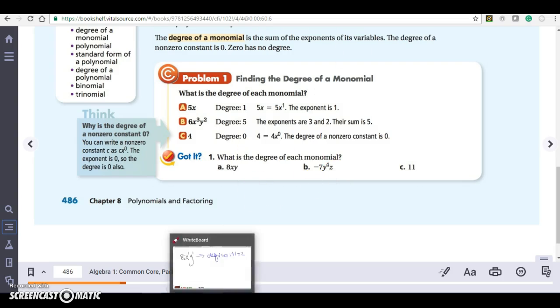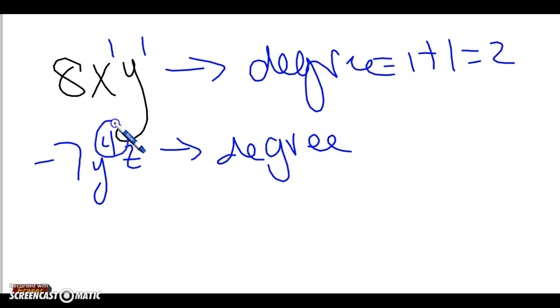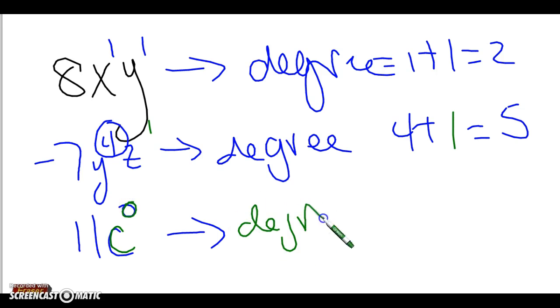Now we have -7 y to the 4th z. So my degree, I have 4 here, plus there's an invisible 1 here, which gives me a degree of 5. And last but not least, I have 11. So there is some variable, we don't know, it can be any variable we choose in the world. I'm going to choose C for Kate's. And so C to the 0 power, which is invisible, I should have done it in a different color, sorry. So my degree is 0. I hope this helps.